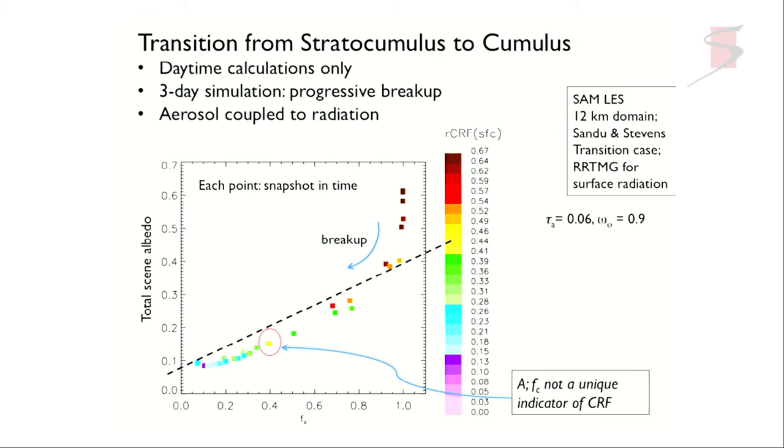cloud scene. What's interesting, though, is that we look here at two points very close to one another. The color scheme's not great here, but we have a green point next to a yellow point. They sit almost on top of one another. That means that the combination of albedo and cloud fraction is not unique in terms of indicating the cloud radiative forcing.